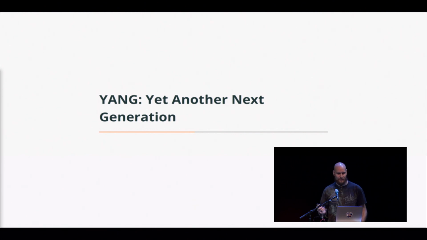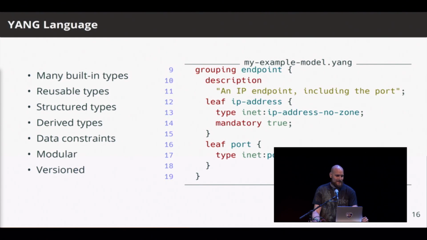So Yang, for those who don't know, stands for Yet Another Next Generation, which tells you something about how often we've tried. So the language, it is quite human readable. It has many built-in types. It has different integers, all kinds of. It has booleans, like anything you could reasonably expect from a programming language or a data definition language. The types are reusable.